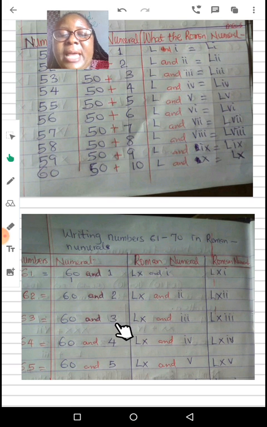63 is 60 and 3. That is LX for 60 and III for 3. That is LXIII. And 64 is 60 and 4. LX is 60 and IV is for 4. Bring it together, it will give you LXIV. And 65 is LX and V. LXV, 65. Okay, let's continue.